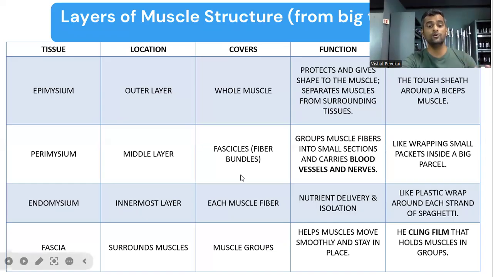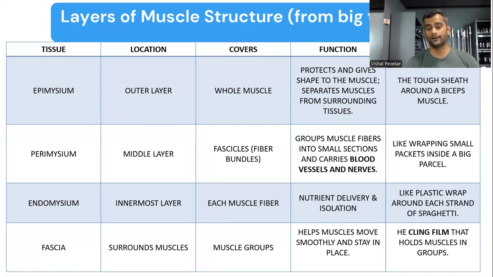Then you have your endomysium, which is basically the innermost layer. It covers each muscle fiber, important for nutrient delivery and isolation, separating each muscle fiber from the other, right? It's like a plastic wrap that is wrapped around each strand of spaghetti, for example, right? And then you have one more layer at the top of the muscle, which is white in color and surrounds each muscle, often called fascia, right?